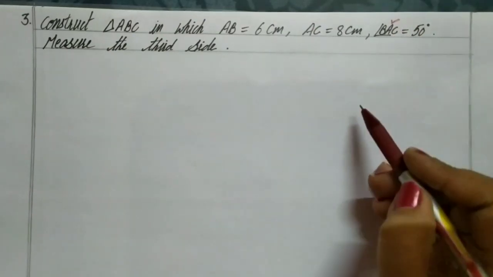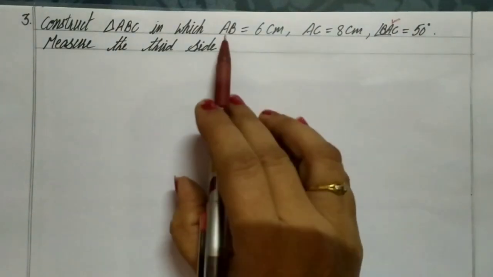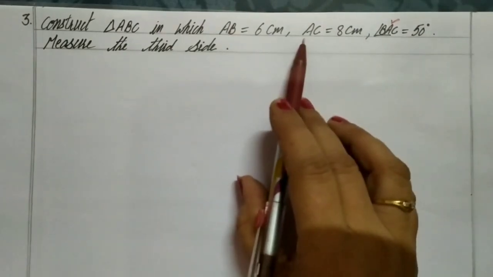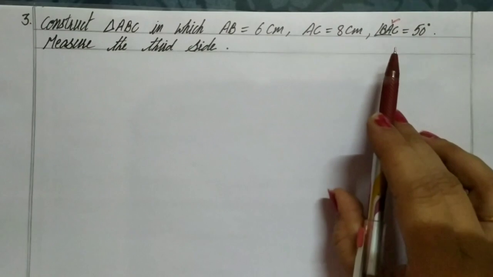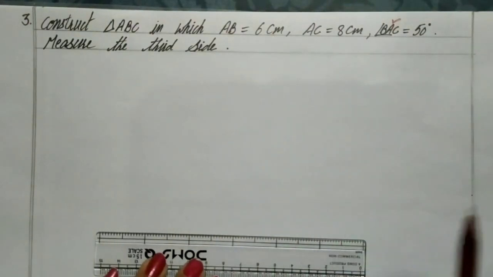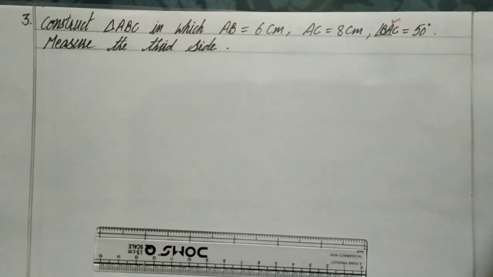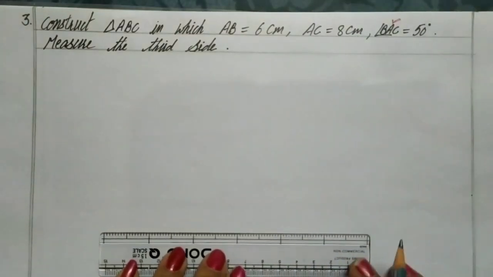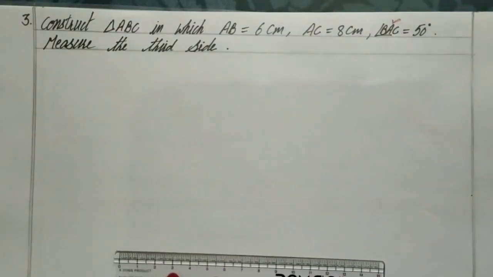A is the vertex letter. Since AB and AC are given, both have A as a common point. So at A we have to draw an angle of 50 degree. Now any one of these two sides can be taken as base. Here I am taking AC as base, that is 8 centimeter.